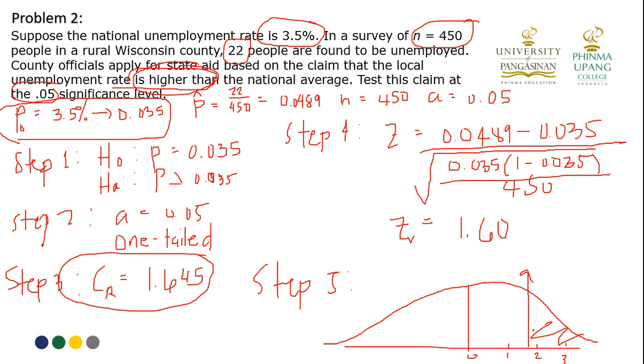So, ibig sabihin, rejection area ito. Then, yung 1.60, hindi siya lalagpas sa 1.645. So, simple lang. So, reject. Sinong i-reject? HA, sir. H alternative. Then, accept natin si HO. As long as yung ating critical value ay hindi po nag-falls under the critical region, accept mo palagi si HO.